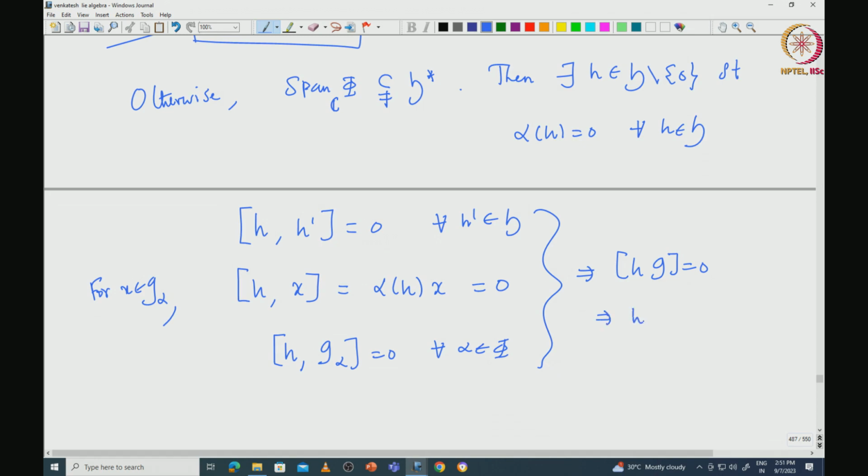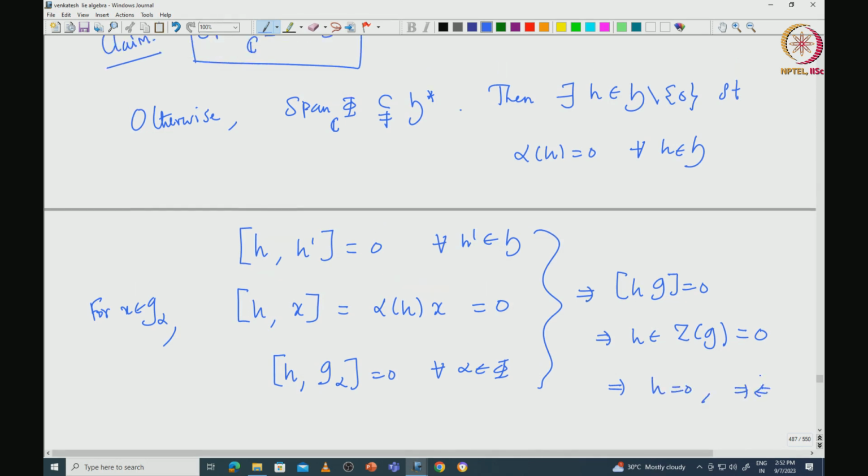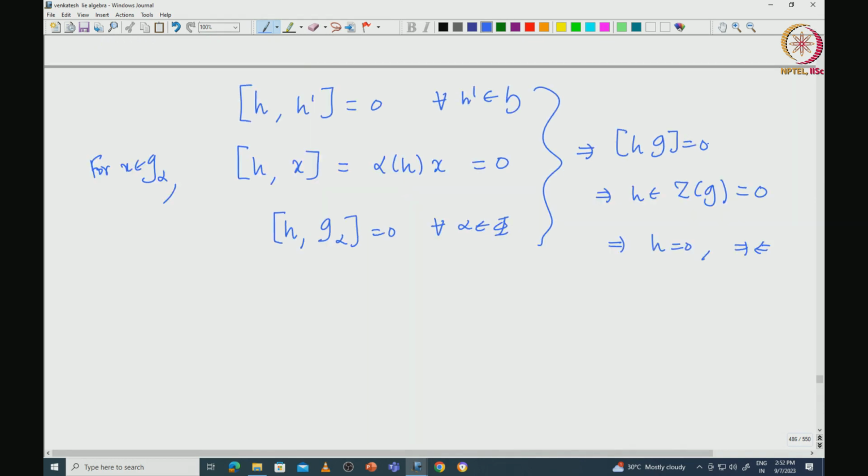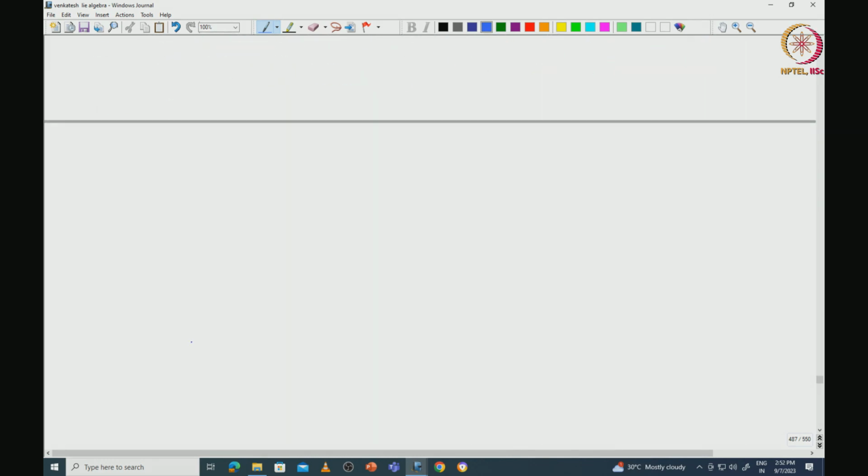That means h must lie inside the center of G, but we know that since G is a semisimple Lie algebra, the center must be 0. So, that proves that h must be 0, which is a contradiction, because we started with h non-zero. So, the span of phi cannot be proper; it must be equal to H star. This is a very important property of this set of roots. Now let us see other properties.